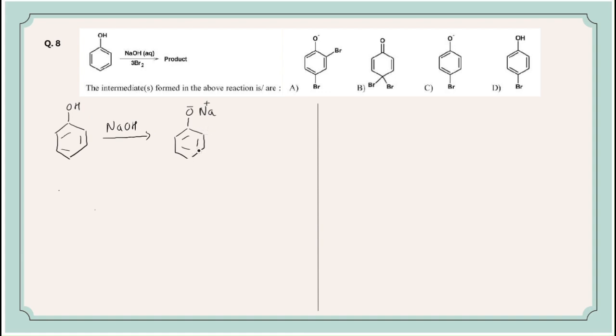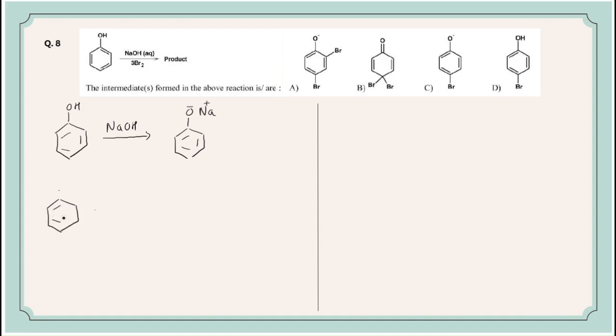Now, what happens to the phenoxide when it reacts with bromine? The phenoxide ion will undergo bromination, which is an example of an electrophilic substitution reaction, because aromatic molecules like phenol will undergo electrophilic substitution reaction. So let's see where the bromination will take place.